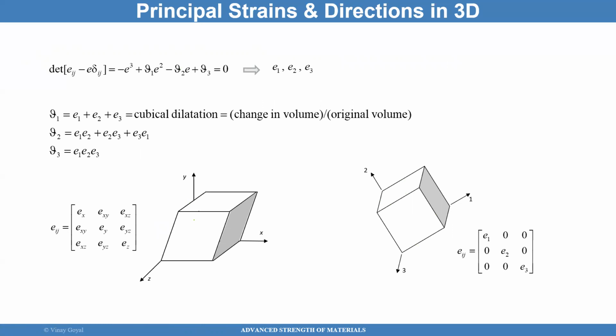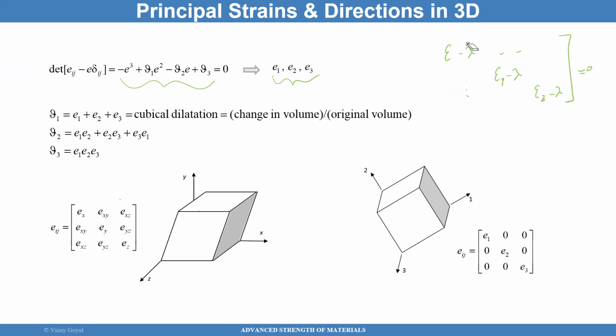You can do the same thing where you calculate the principal strains and directions using the eigenvalue problem. So you take this strain relationship, you subtract lambda from the diagonals, and you find the determinant, and you set that equal to 0, and that'll give you a cubic equation that can be solved for the 3 principal strains.